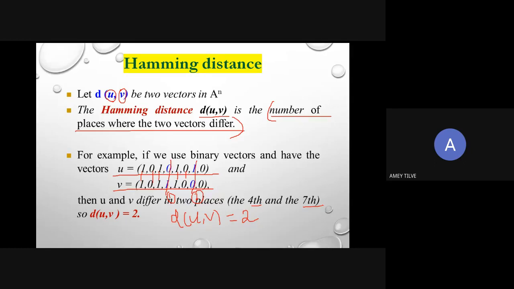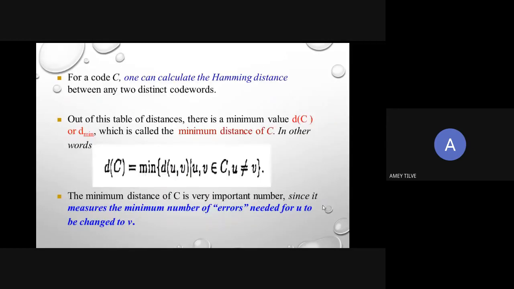To calculate a Hamming distance, you require both vectors to be of similar length. Then only will you be able to find the Hamming distance between the two of them. I hope this Hamming distance concept is clear to you all, and I hope you are taking down whatever I am delivering. Now for a code, one can calculate the Hamming distance between any two distinct code words.